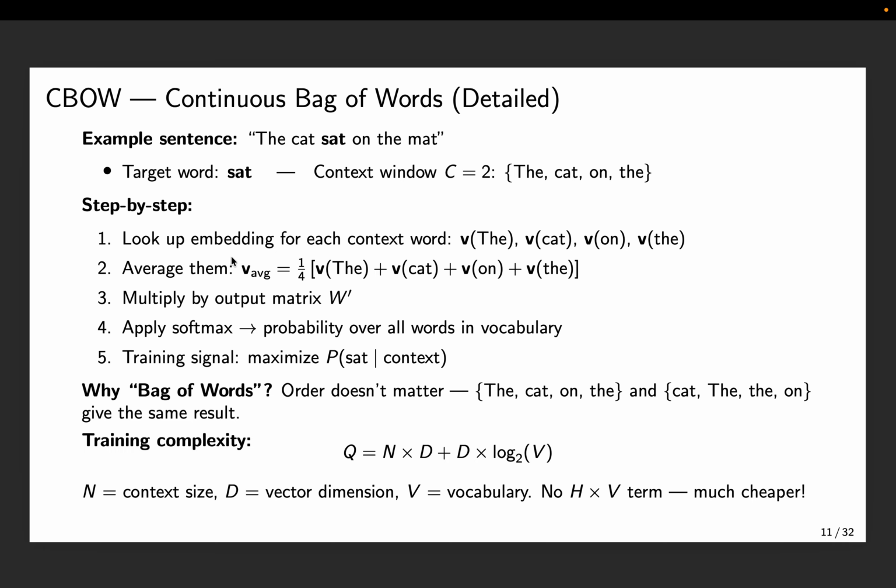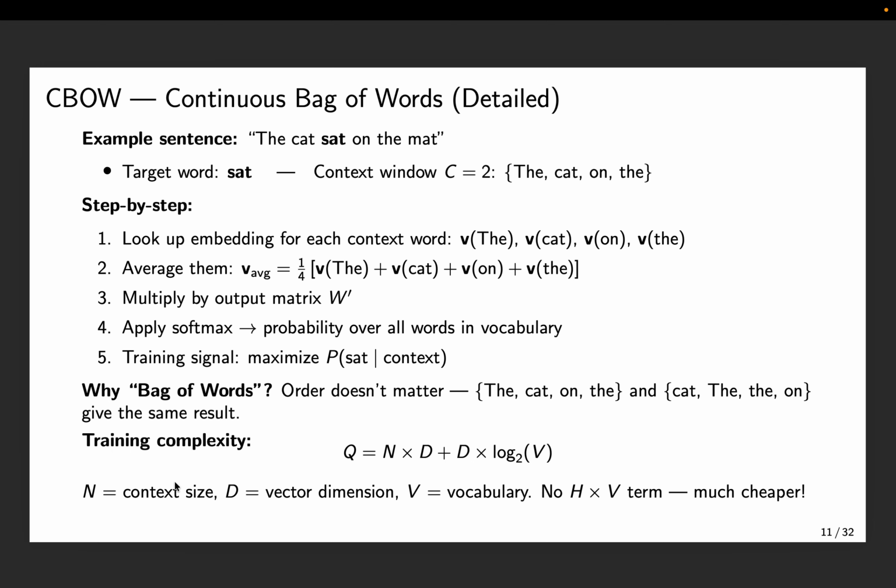Step 2 is we average these four vectors: one-fourth times the sum of the, cat, on, the. Step 3, we multiply the average vector by the output weight matrix W prime. On the fourth step, we apply softmax to get a probability distribution over the entire vocabulary. Step 5 is we train by maximizing the probability of the correct word, which is sat. Now, why is it called a bag of words? Because we average the context words. The order doesn't matter. The cat on the, and cat the on the produce the same average vector. We throw them in a bag, mix them up, and take the average.